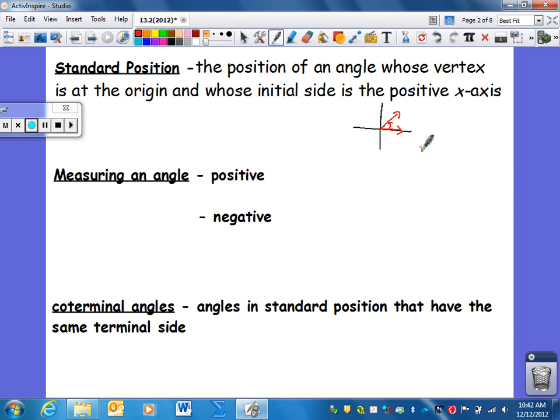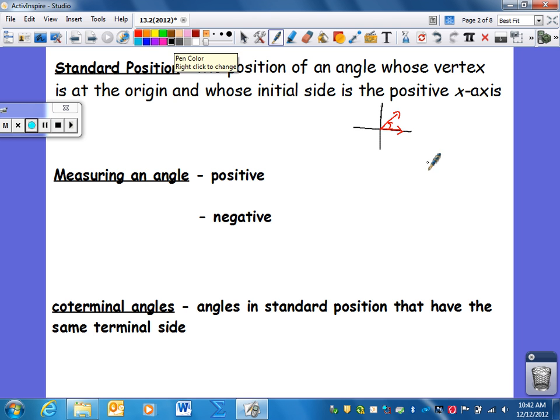Standard position just means that you always start on the x-axis. 98% of the time, I would say, if I just ask you to draw an angle, you're going to rotate counterclockwise, and we'll talk about that when we get to the positive and the negative. That means something specific. But normally you're going to rotate counterclockwise to figure out what degree that measures, because usually we don't do negative degrees when we talk about angles. We always do positive, but we will talk about positive and negative because it can happen.